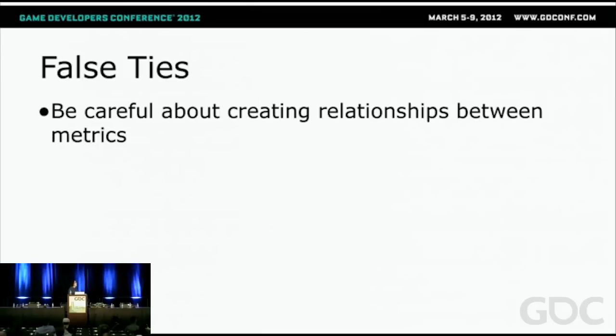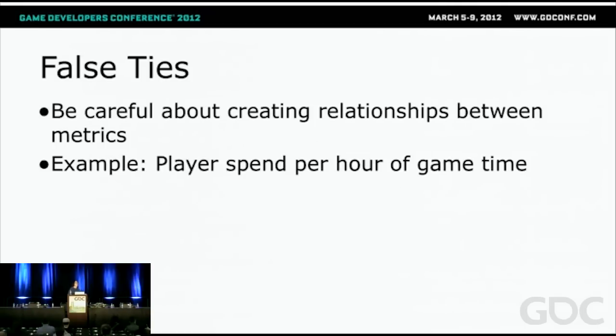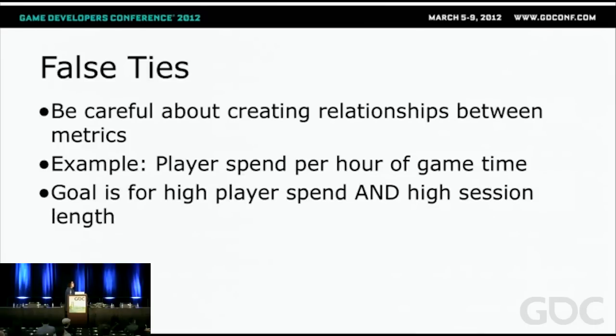And why you have to be really careful about creating relationships that don't exist. It's human nature. Humans want to find patterns. We're going to try to create relationships. They may not be accurate. They may not exist. An example of that is I was asked the question about, has anyone ever looked at player spend per hour of game time? And when you think about that, that seems like a great question. No, it's not. It's not a great question at all.